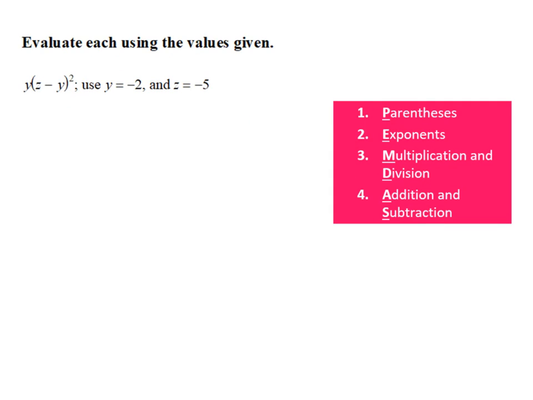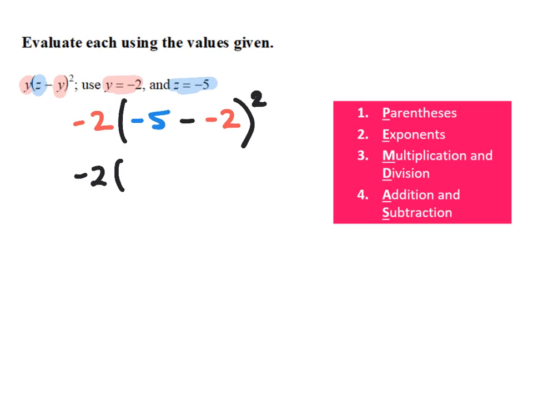In our last example, we're going to substitute the negative 2 for y in both places and substitute the negative 5 for z. So that'll give us negative 2 parentheses z, which is negative 5, minus y, which is negative 2, all of it squared. Now if we first simplify inside the parentheses, we have negative 2 parentheses, negative 5 minus negative 2.